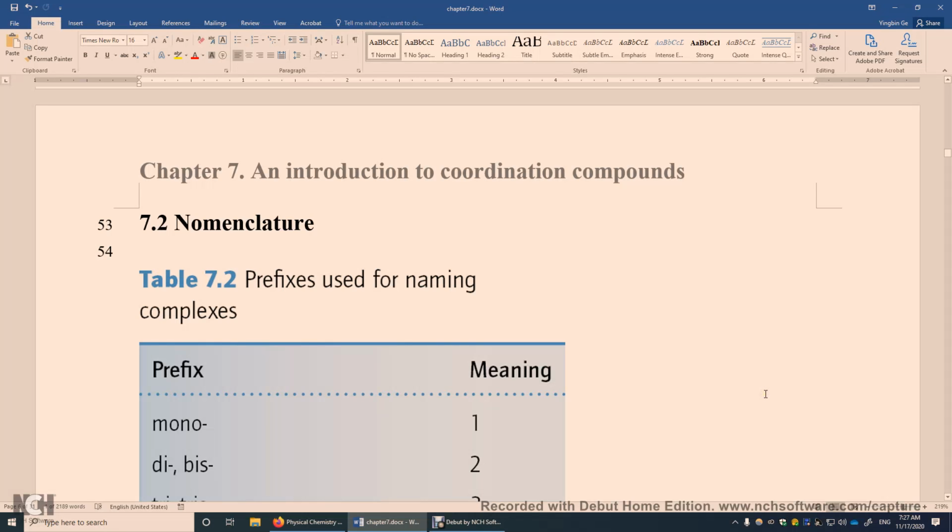Section 7.2 Nomenclature. In a transition metal complex, the transition metal center is often bonded to several ligands of the same kind. In that case, you'll have to specify the number of these ligands. For example, if a transition metal center is bonded to 6 water molecules, you'll have to say this is hexaaqua. Hexa means 6. Aqua is water. Now let's look at some other prefixes.